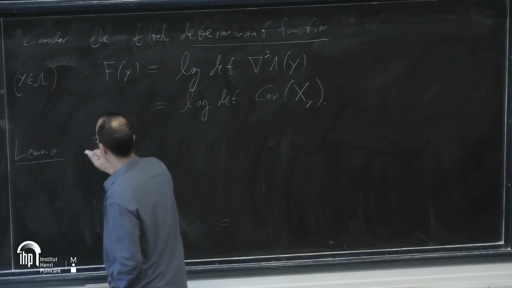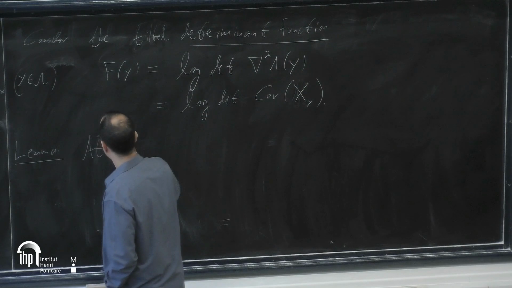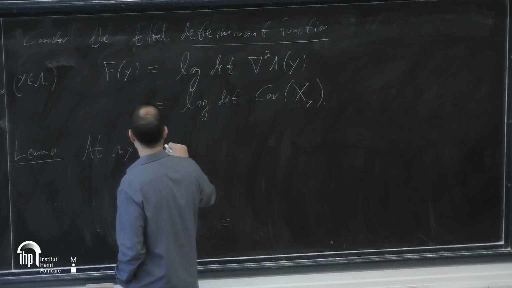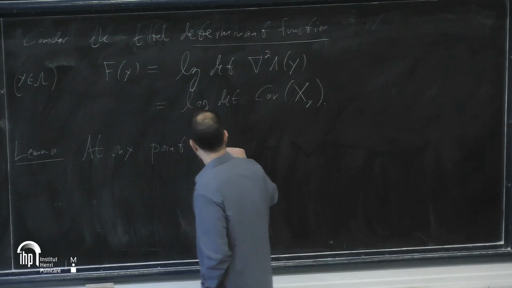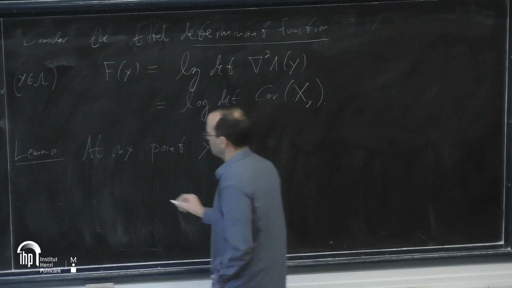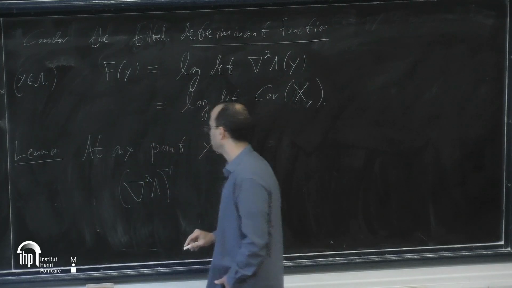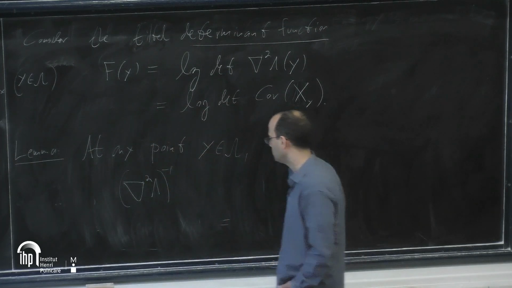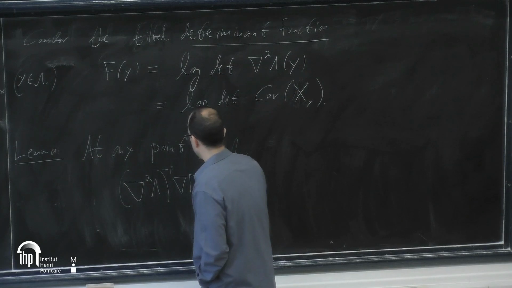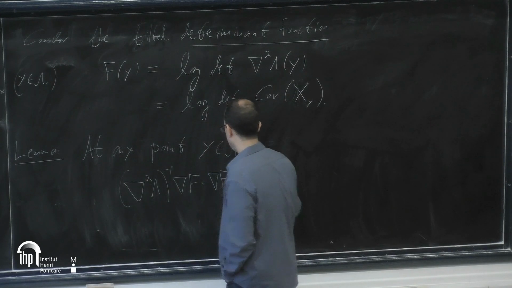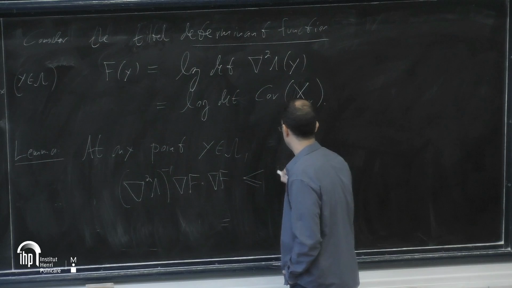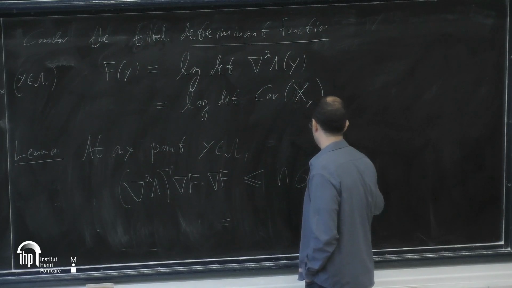The claim is that at any point y in omega, if I look at the inverse matrix to this Hessian, and I multiply by grad f and grad f, this is at most n sigma_n squared.